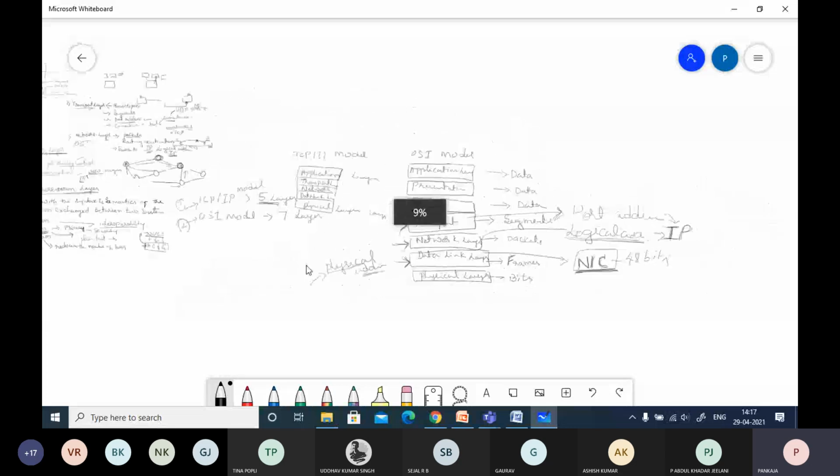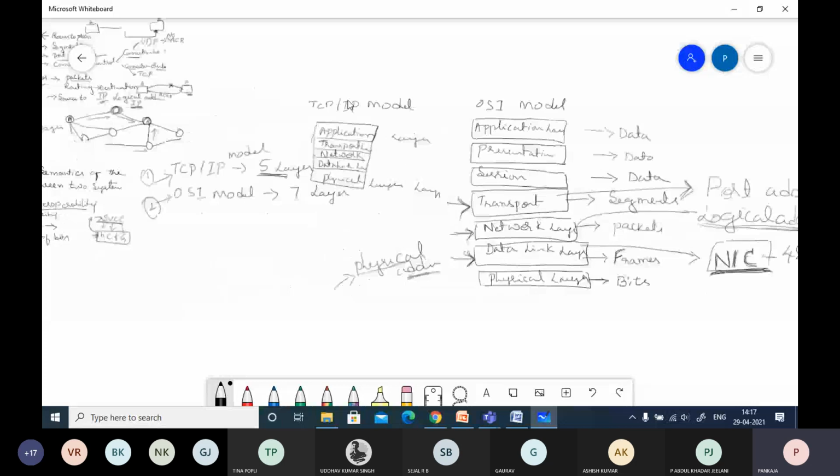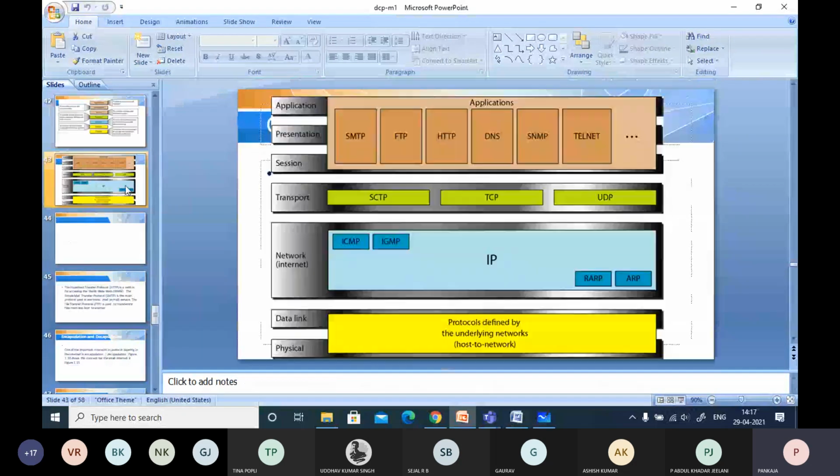So first understand the models. What is the difference between these two models in terms of layers? How is data represented, how is addressing taken care of at each layer, and also some protocols at each layer. I think in the slides I was presenting, you can just observe. Here I have not mentioned the data link layer protocols. The data link layer has so many protocols to take care of error detection, error control, and also flow control.